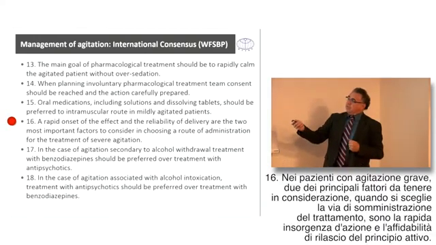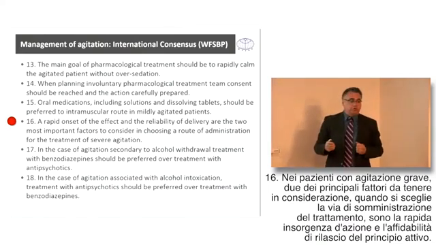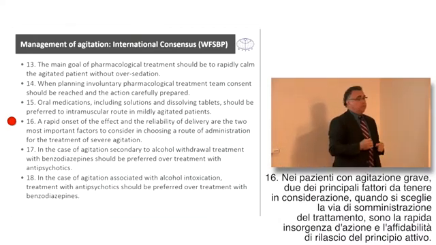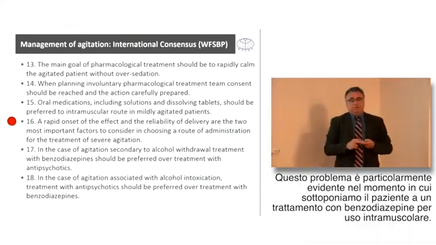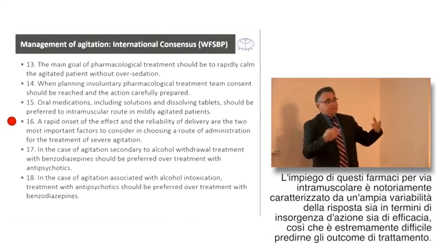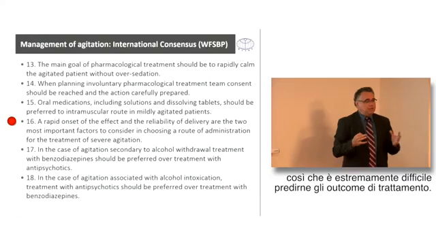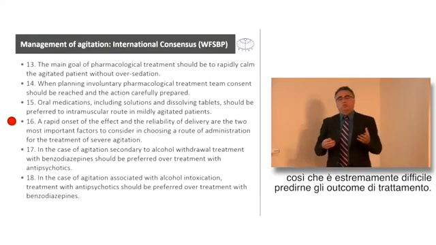So a rapid onset of the effect and reliability of delivery are the two most important factors to consider when choosing the route of administration. And again, this is an issue, for instance, with benzodiazepines. If they're given intramuscular, they have a very erratic absorption. You have patients who have a very rapid onset of action and patients who take very long. And you never can guess whether the patient is going to have an overreaction, oversedation, or nothing. So it's very difficult to predict the response to benzodiazepines.